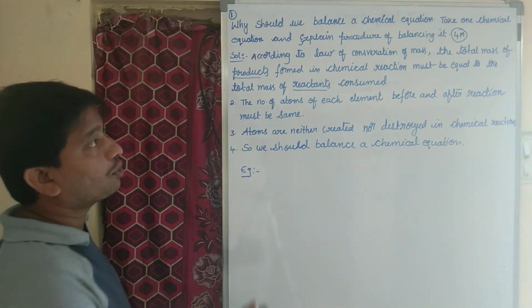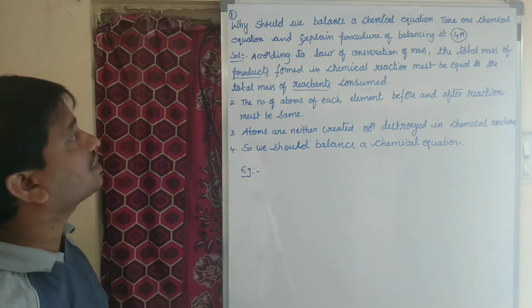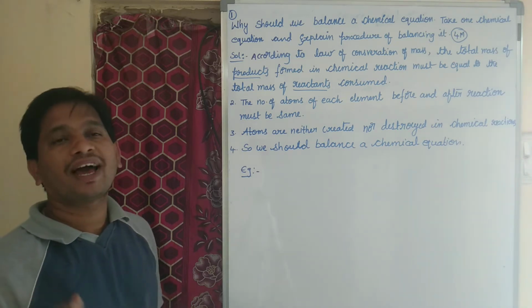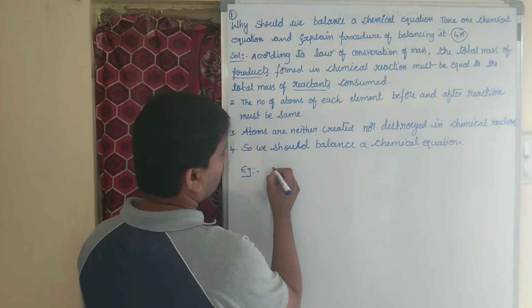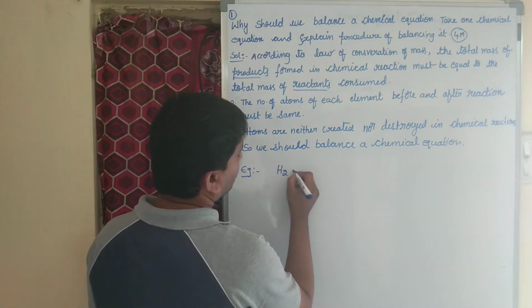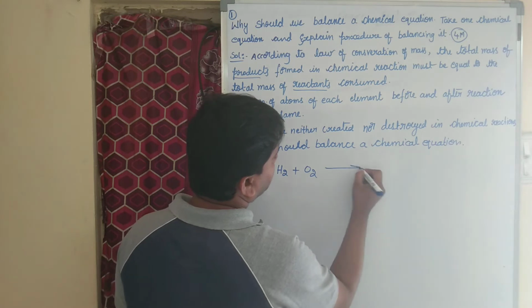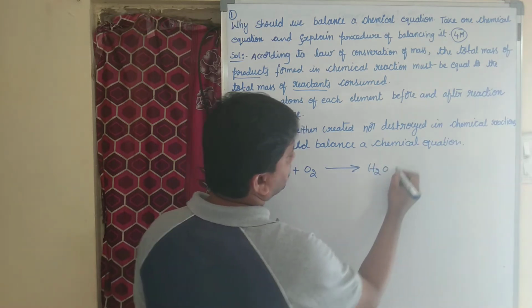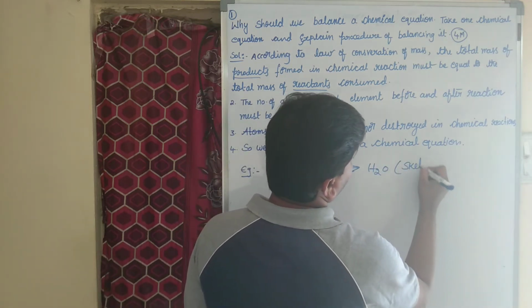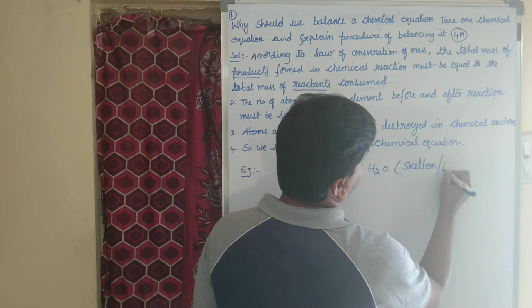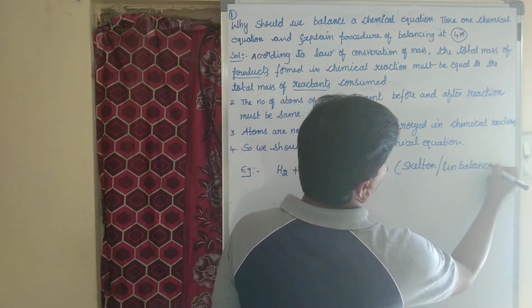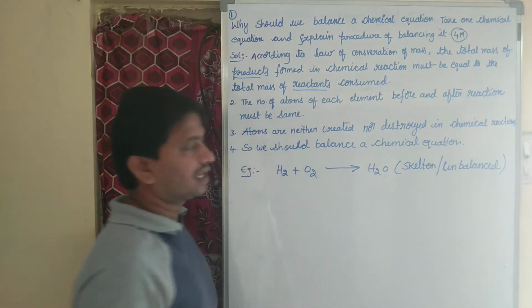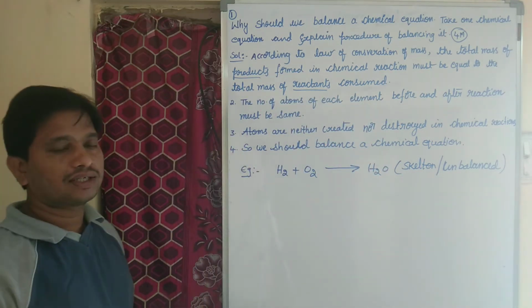Now coming to the second point, take one chemical equation and explain the procedure of balancing it. Let us take one unbalanced equation. For example, H2 plus O2 gives rise to H2O. This is our skeleton equation. Skeleton equations are also called unbalanced equations.